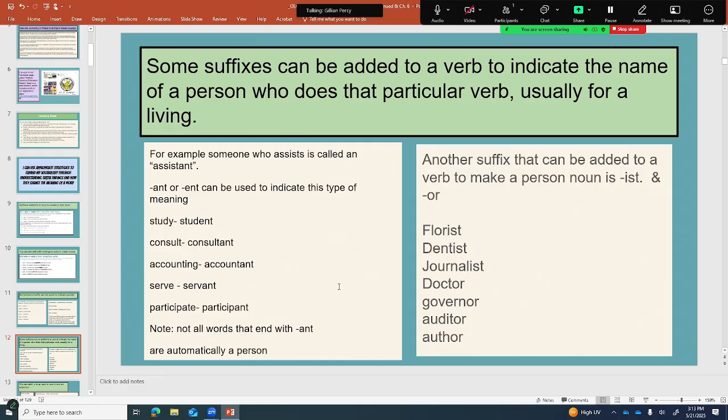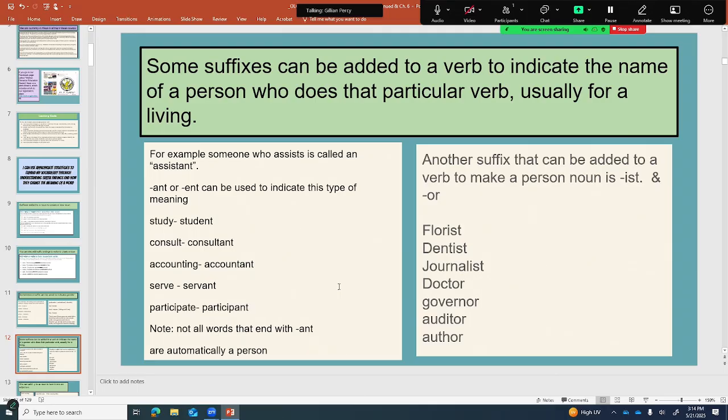So someone who studies becomes a student. Someone who consults becomes a consultant. Someone who does accounting, accountant. Someone who serves, a servant. Someone who participates in something is a participant. Keep in mind, not all words that end with -ant are automatically a person. Like if I say important, that's not a person.